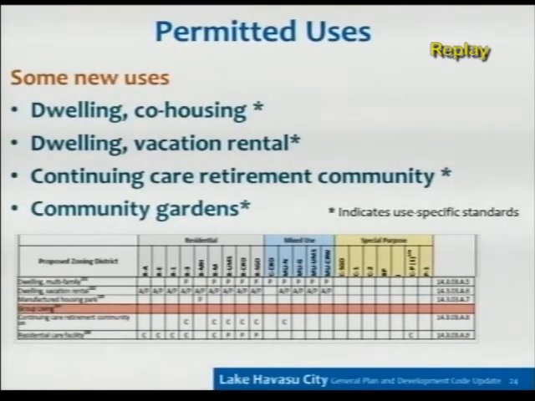Here are some new uses that we have added. You guys, VRBO is in there. We put it in because it keeps coming up as a question. I will tell you, they have use-specific standards behind them.